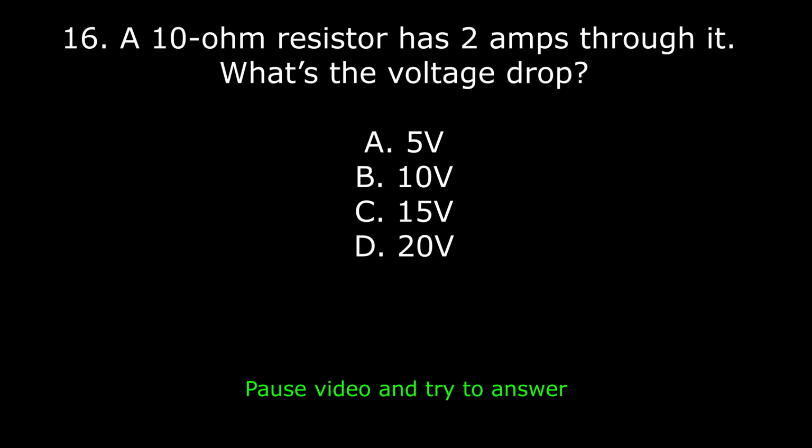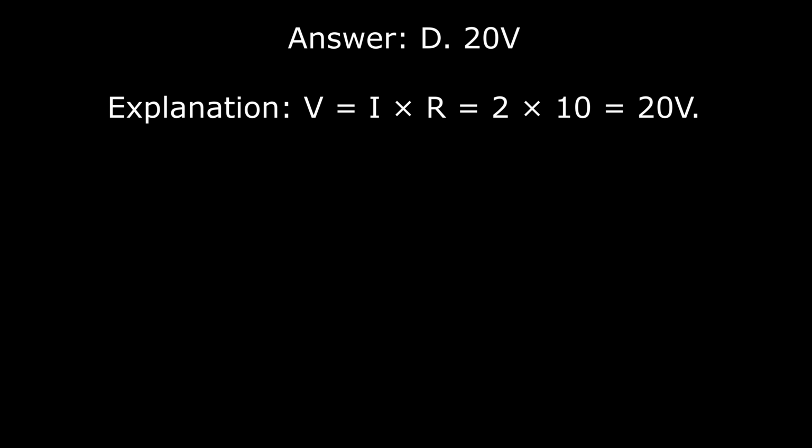16. A 10-ohm resistor has 2 amps through it. What's the voltage drop? A. 5 volts. B. 10 volts. C. 15 volts. D. 20 volts. Answer: D. 20 volts. Explanation: V equals I times R equals 2 times 10 equals 20 volts.